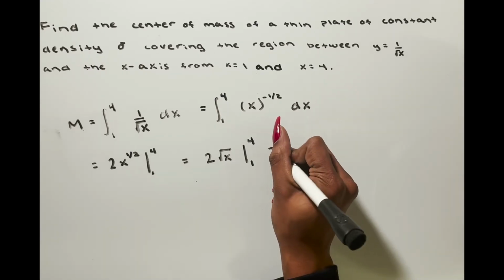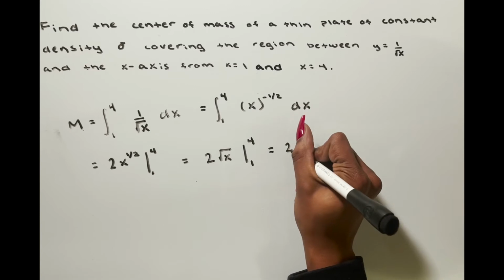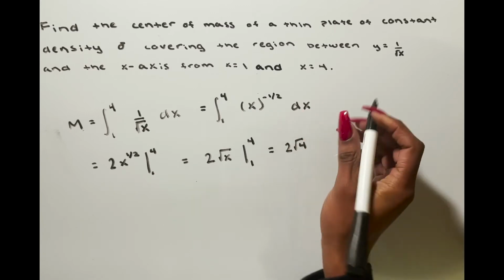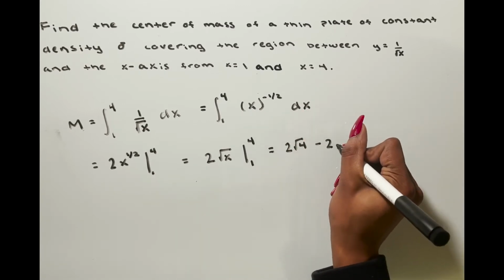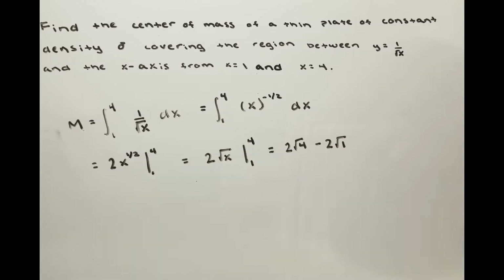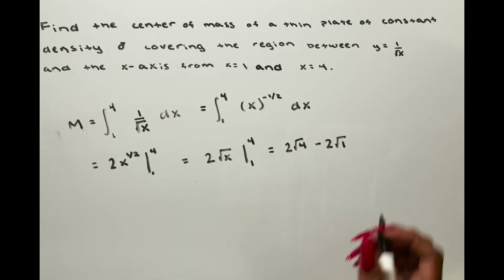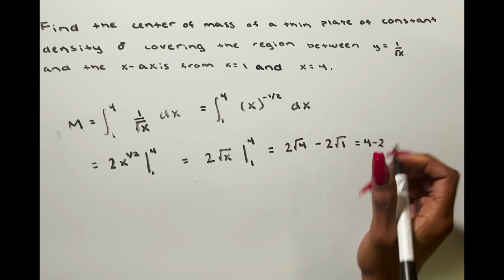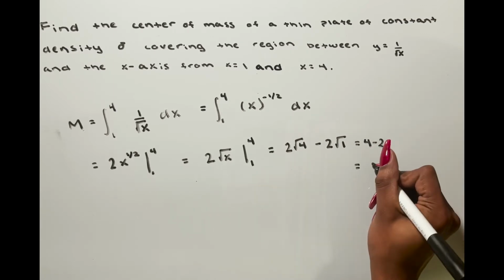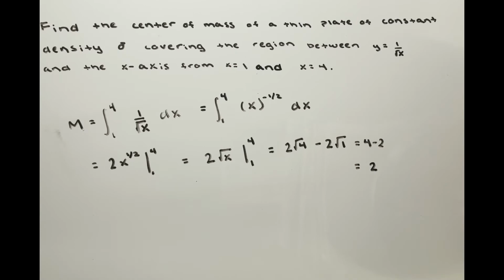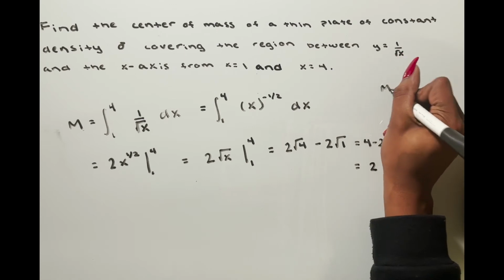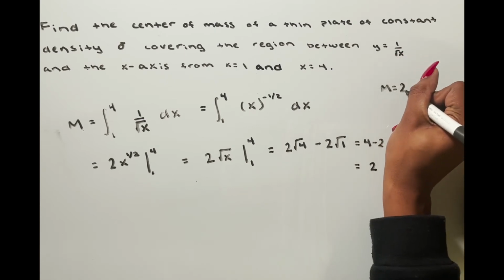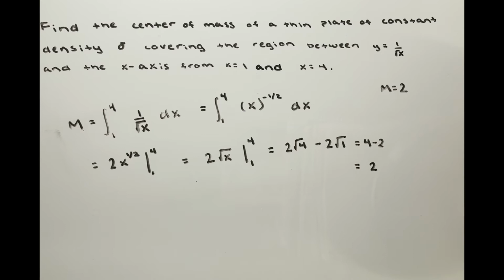Plugging in our bounds, we get 2 square root of 4 minus 2 square root of 1, which leaves us with 4 minus 2, giving us a final answer of 2. So here we found that our total mass equals 2. Now I'll write our total mass over here for us to remember and erase the board to make space.